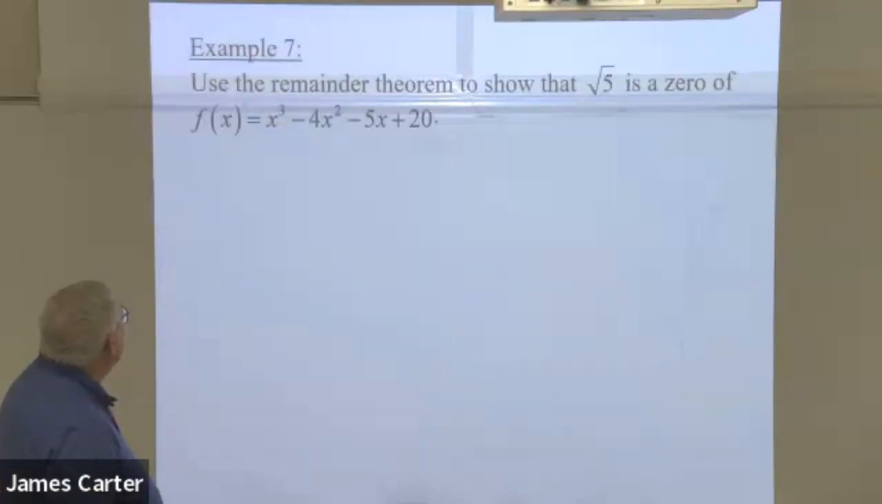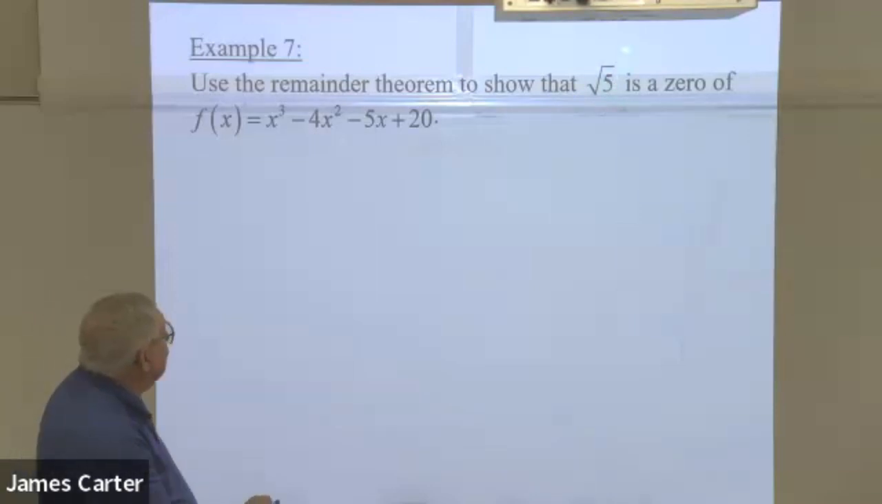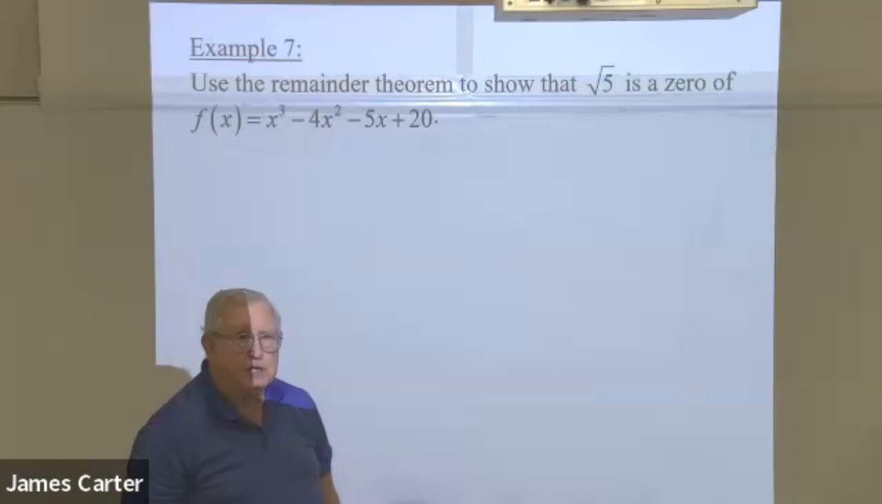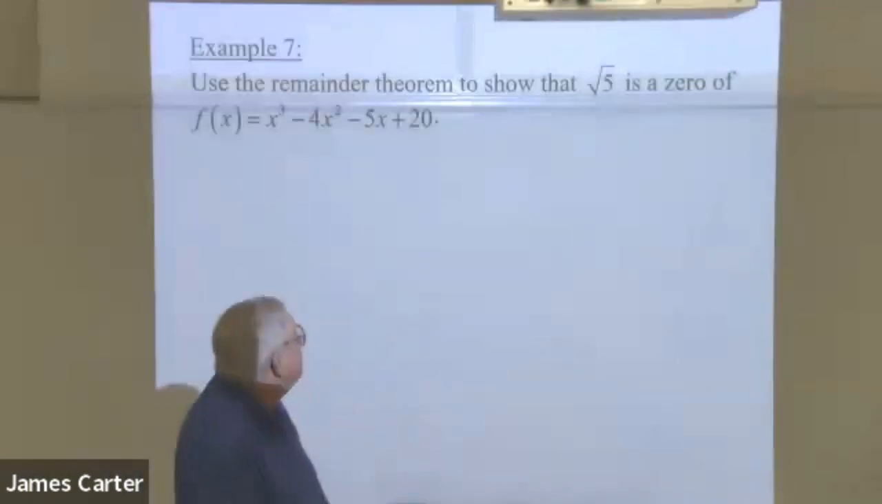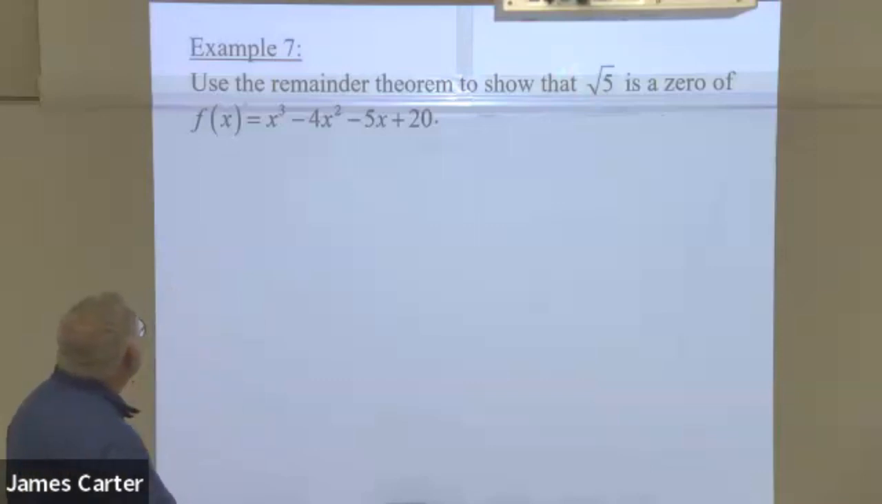Okay. We'll look at this one. Now we've got something new. We've got a radical. This is the first time we've used a radical in one of these. We're going to see if it is a zero or if it is not. Now, if it is, we also have -√5 as a zero, but we'll have to determine that later. So we put √5 out here.